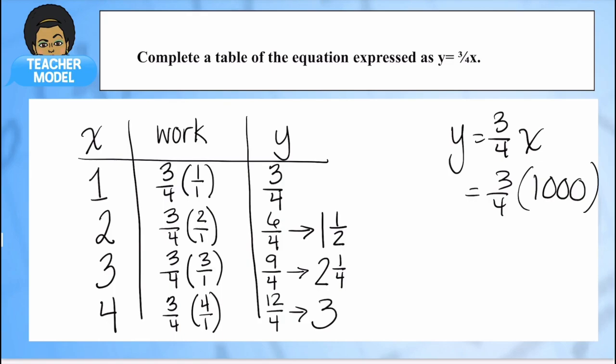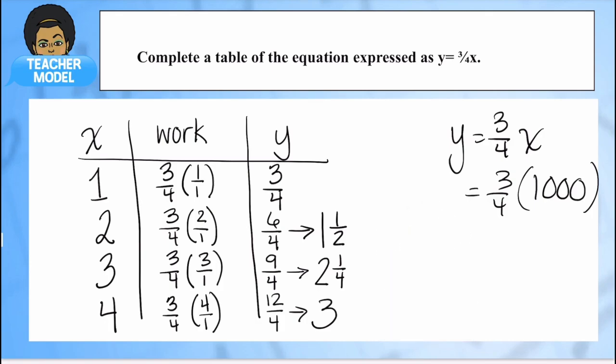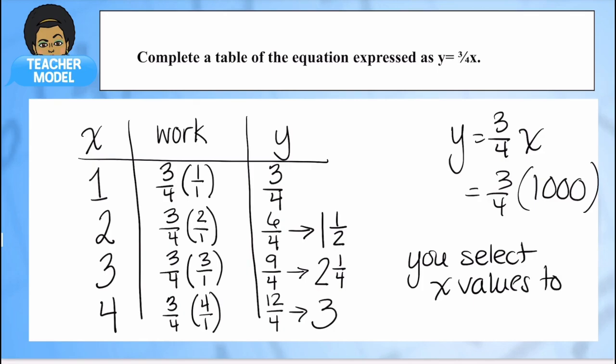So hit pause so you can jot this down into your notes. And just know that you select the x values to calculate y. I like using 1, 2, 3, 4 to start. I'd rather start with smaller numbers. However, you do have choice. I just recommend 1, 2, 3, and 4.